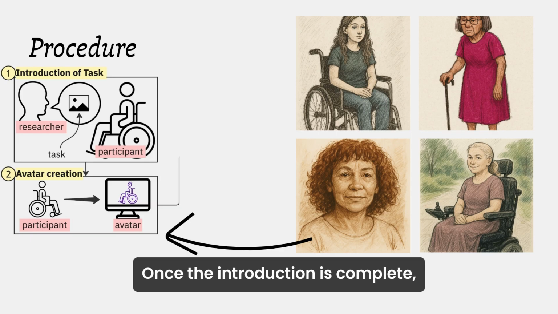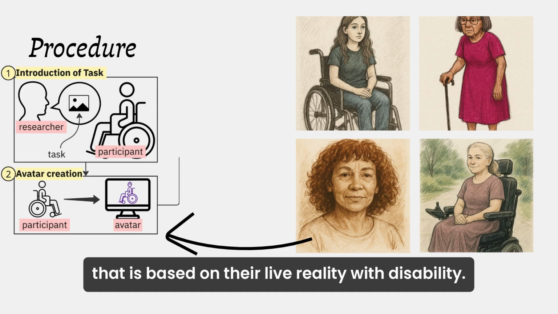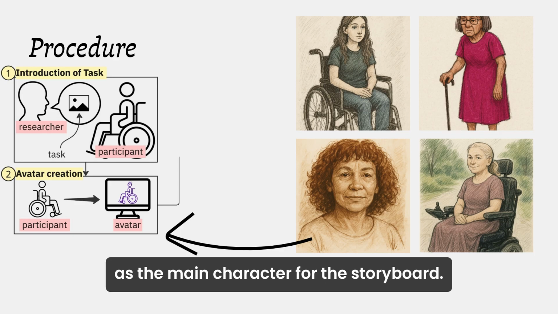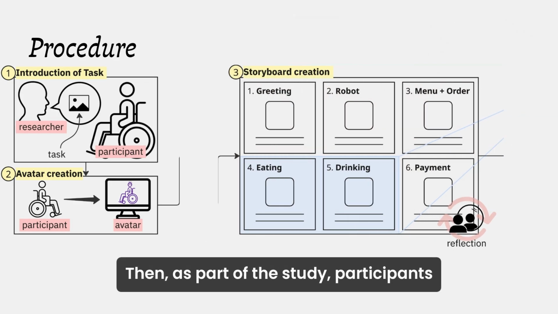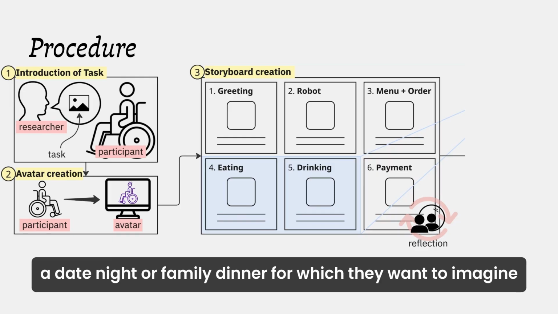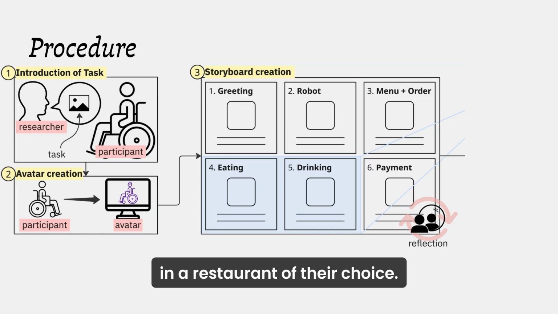Once the introduction is complete, we ask them to create an avatar that is based on their lived reality with disability. The avatar is supposed to serve as the main character for the storyboard. Then, as part of the study, participants are asked to pick a scenario, for example, a date night or family dinner, for which they want to imagine using a robot assisted feeding system in a restaurant of their choice.